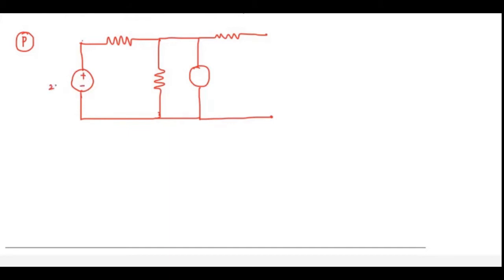This is a voltage source of 25 volts, this is a 5 ohm resistance, this is a 20 ohm resistance, and this is a current source of 3 amperes entering the circuit. This is a 4 ohm resistance, and these are the two terminals A and B. We need to calculate VAB, that is, the Thevenin's equivalent circuit across these terminals.